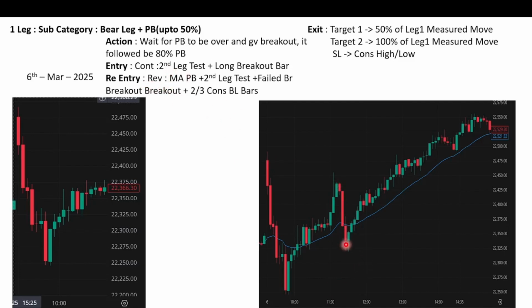So MA pullback or EMA pullback and second leg test. If this is leg 1 and this is leg 2 for bulls, it is testing the second leg and failed bear breakout, and you can enter at 2 consecutive bull bars or 3 consecutive bull bars. That will be your entry condition. Exit conditions, target 1, 2 and SL stay the same.